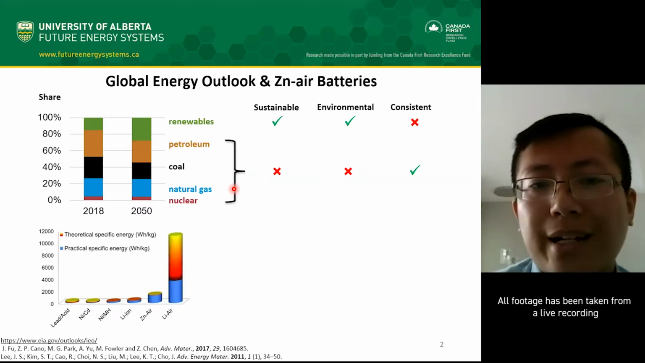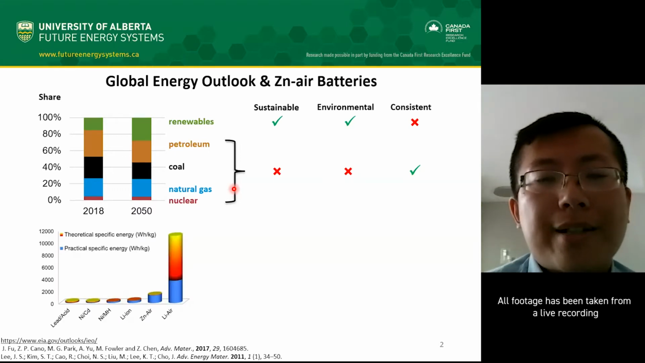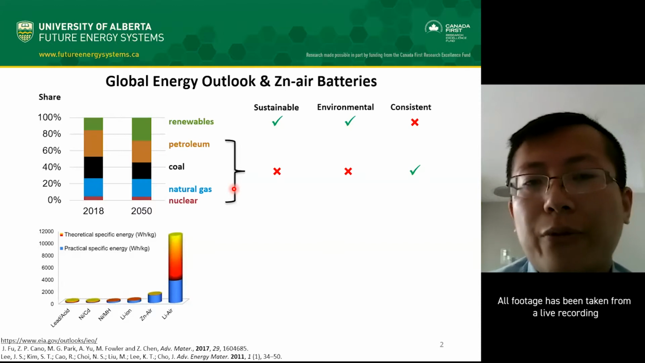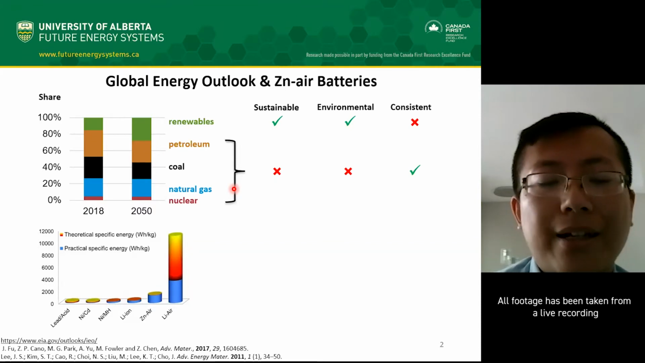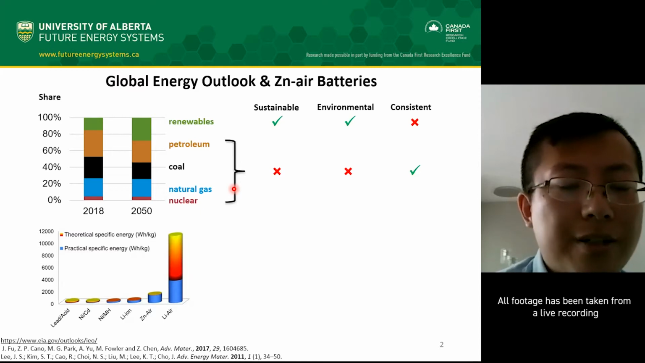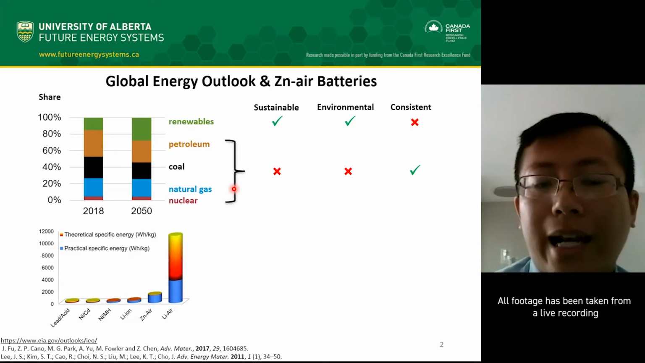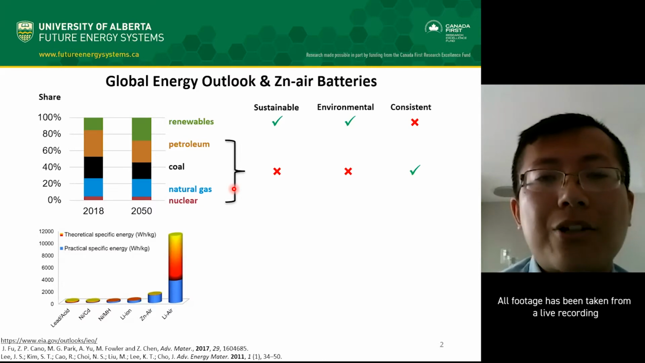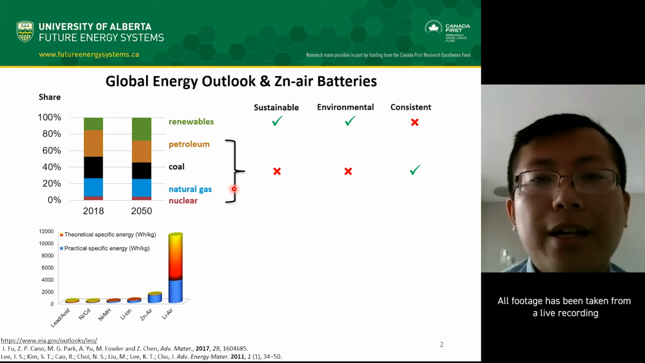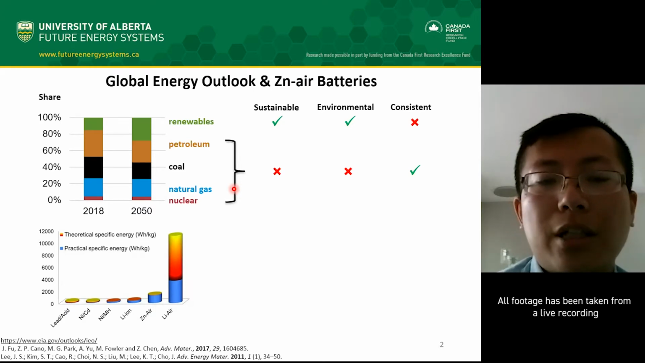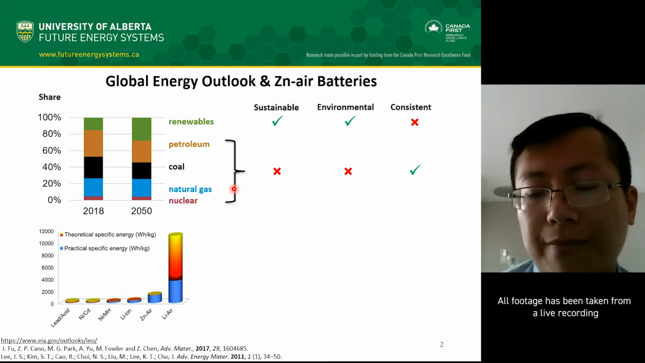This brings us to zinc-air batteries. Zinc-air batteries have multiple advantages. First of all, zinc-air batteries have significantly higher specific energy than our current lithium-ion battery technology. Secondly, zinc-air batteries utilize aqueous electrolyte. This essentially eliminates the risk of catching on fire or explosion. Finally, zinc-air batteries have much lower raw material costs in comparison to lithium-based battery technology.